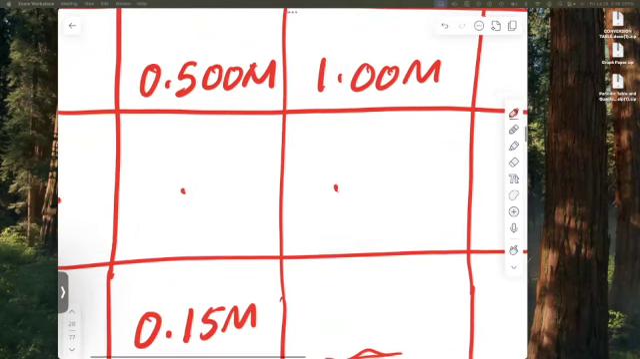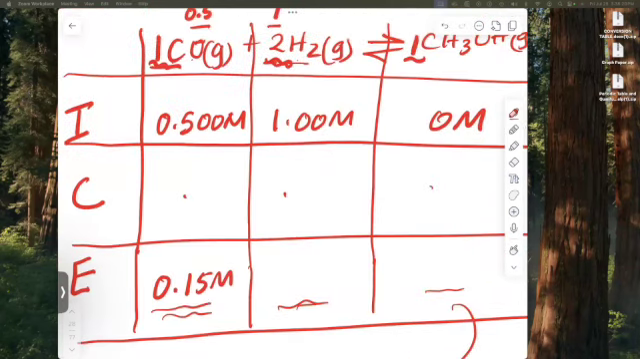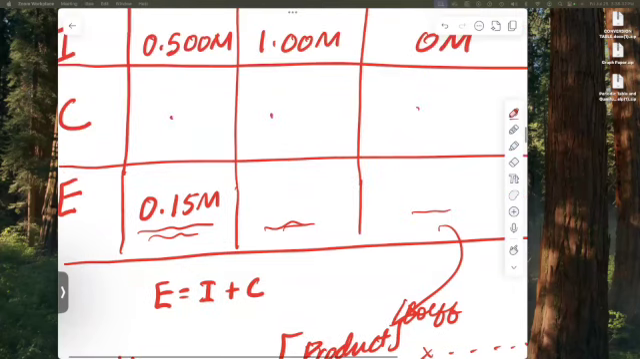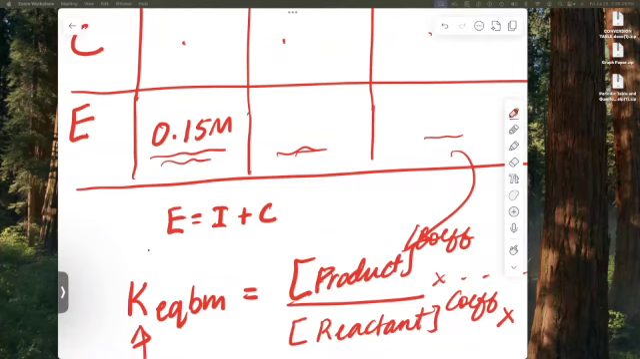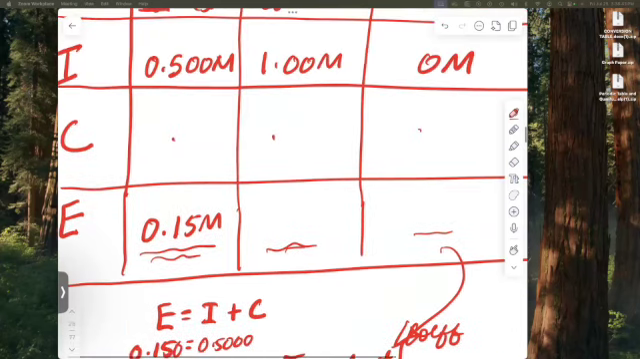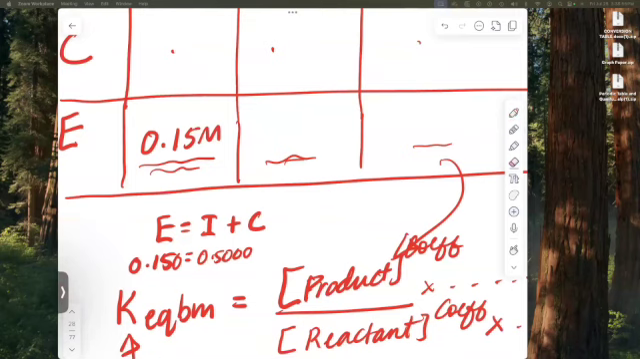So, understanding that we already have the equilibrium amount of CO, right? I need to mention something. To get the equilibrium amount, you take the initial amount and then you add the change. Okay, for that reason, we're told here we have 0.15 molar of carbon monoxide. And then we're given the initial amount. The initial amount was 0.500. Anyway, you all get what I'm saying, right?